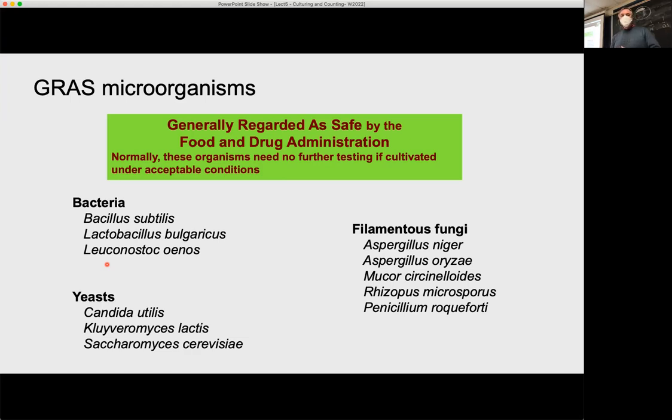So if you have these organisms, they're regarded as safe. The organisms don't need testing if you culture them under acceptable conditions. So Bacillus subtilis, Lactobacillus bulgaricus, Leuconostoc. The organisms responsible for, like I said, yogurt or sauerkraut, they're acceptable. Then there's yeast. There's different kinds of yeast, Saccharomyces cerevisiae, Candida utilis.